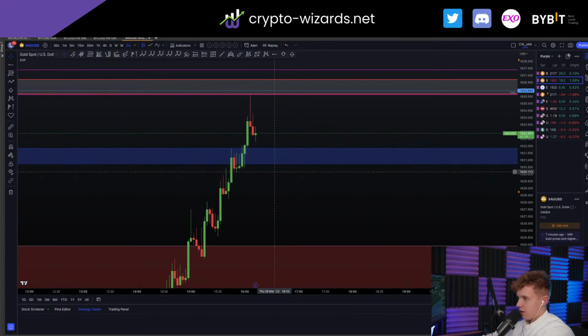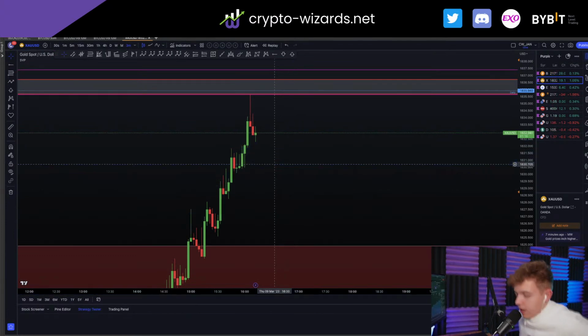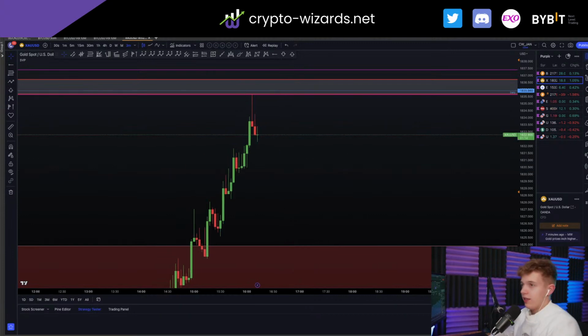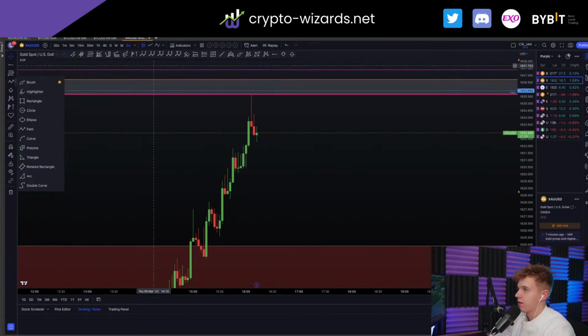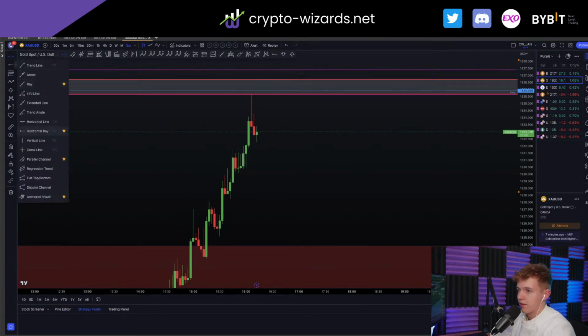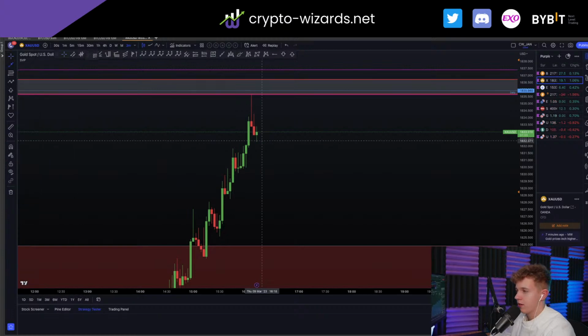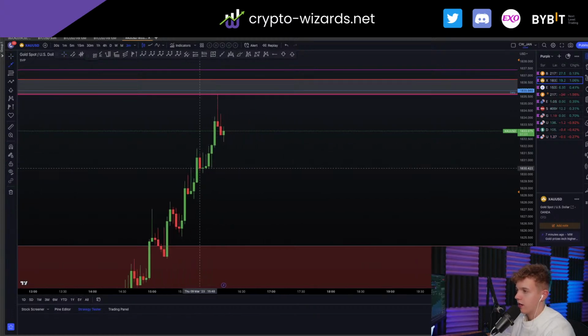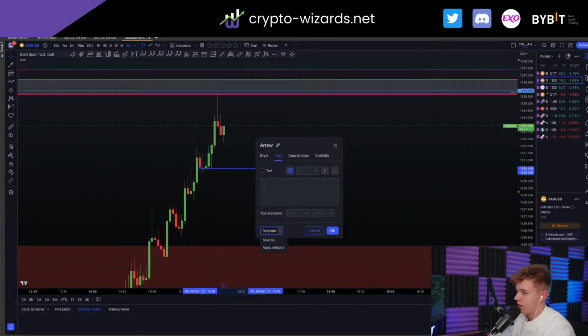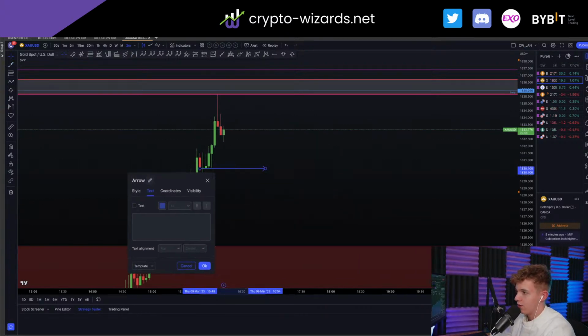Let's clear the chart a little bit. Oh my goodness, this is a mess. Right, so the break of the structure is gonna be right here. I was doing some research about ICT trading, and I like the way they are marking out these break of the structures. They use this arrow.